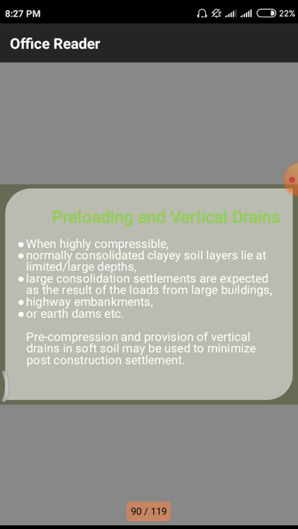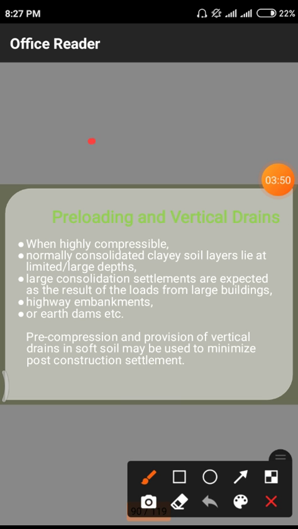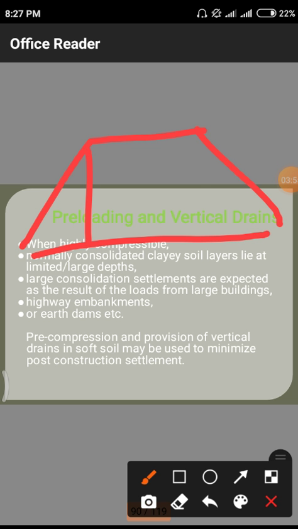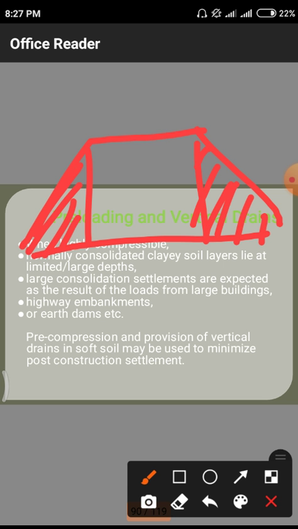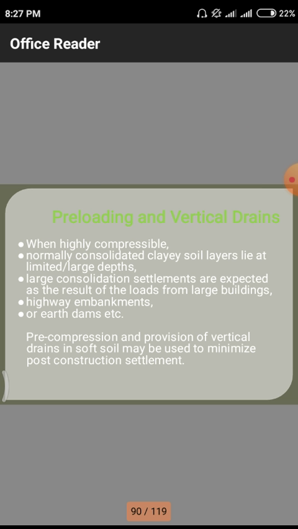Next one, these structures are highly useful in highway embankments. I will show one diagram. This is the normal highway, and this is the embankment. Whatever portion lies beside the highway is called an embankment. Those embankments give a huge amount of support to the road itself, so that huge numbers of vehicles can move on the road with high speed and velocity.